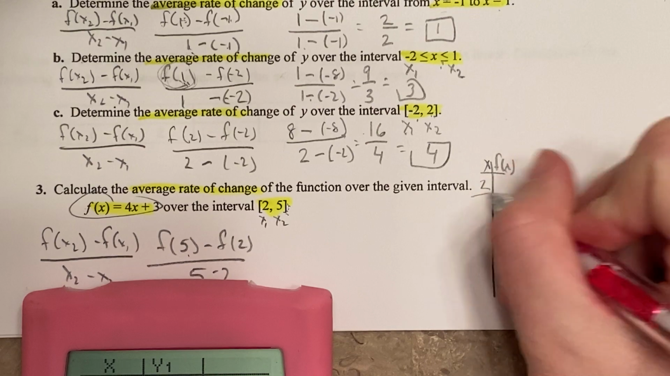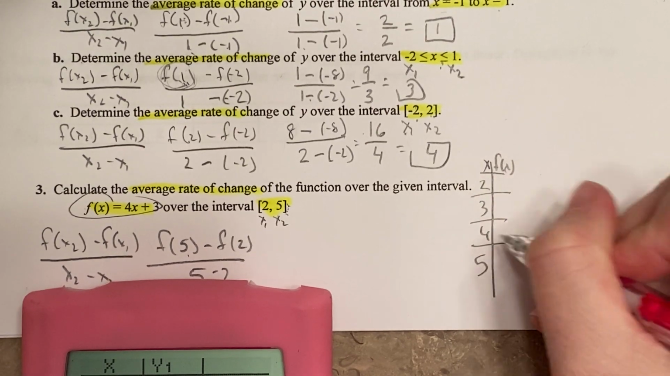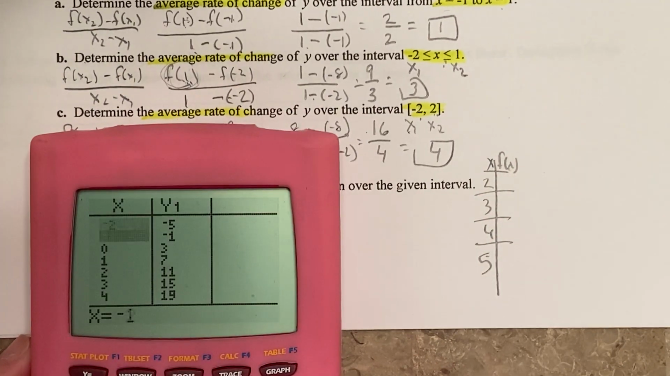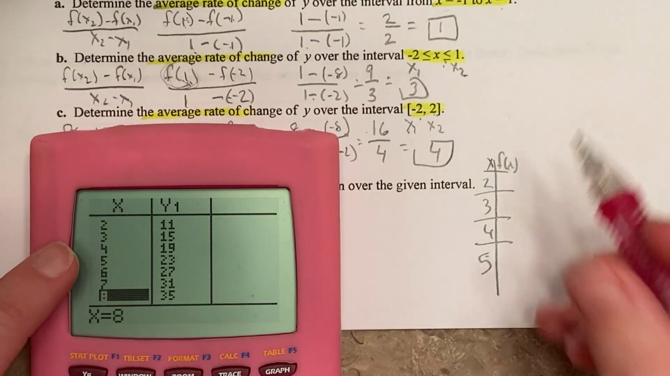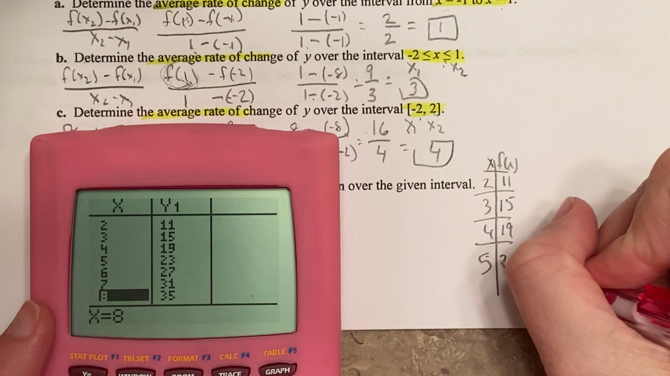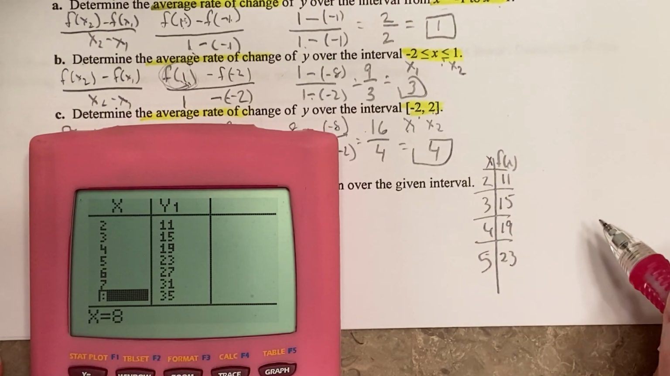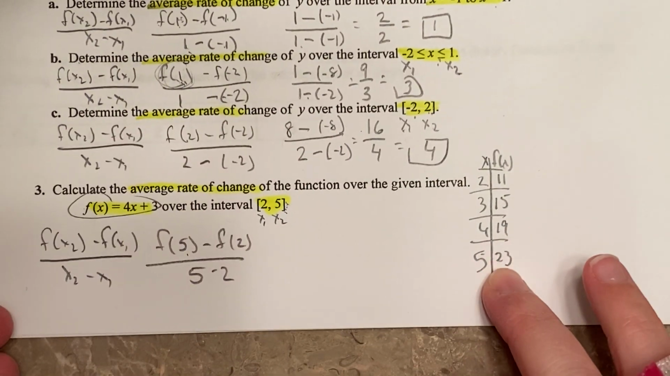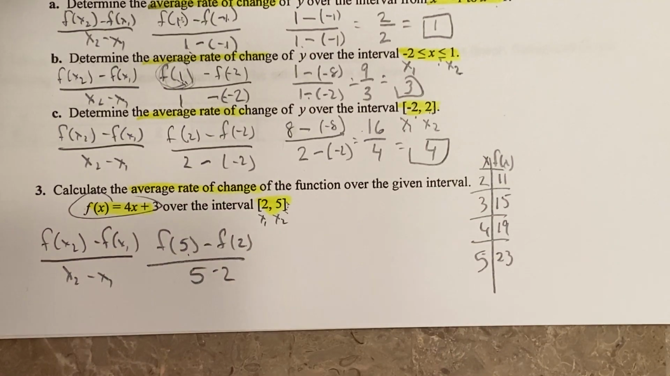So you're only going from 2 to 5, and that is it. So only copy from 2 to 5. So 2 is 11, 3 is 15, 4 is 19, 5 is 23. Okay, so you need this work to fill this in. Okay, now how else can I do it?